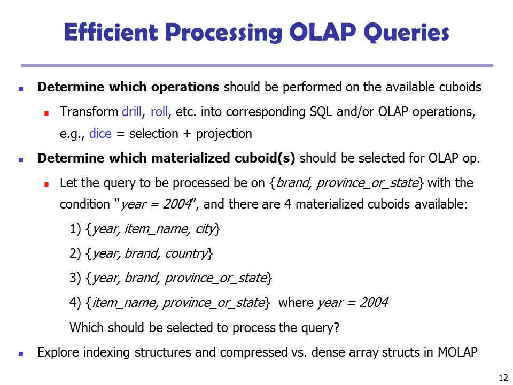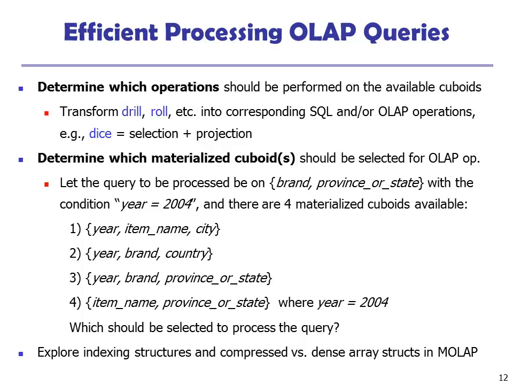The next thing is to determine which of the cuboids which have already been materialized are actually useful to us and should be selected for the online analytical processing operation. So first look at the already existing cuboids. Let's look at an example. Let there be a query to process on brand and province or state, with the given condition that the year should be 2004.